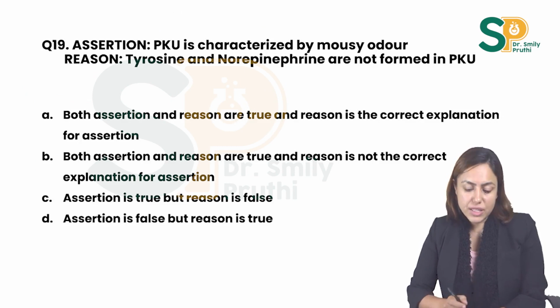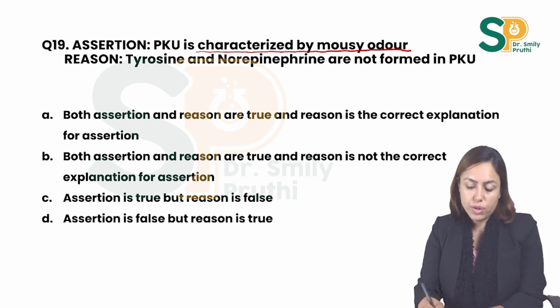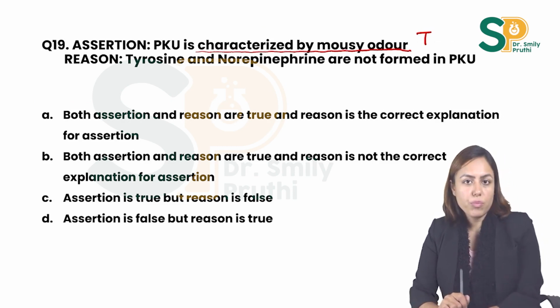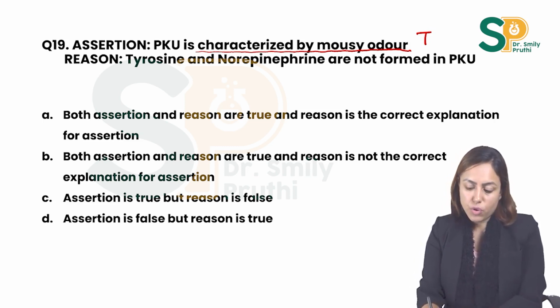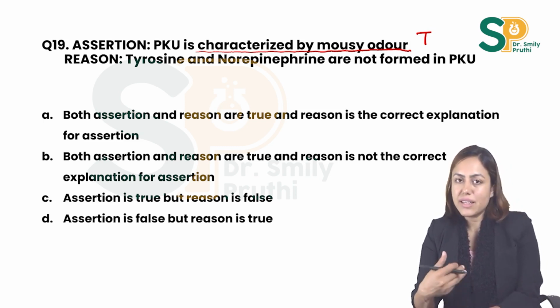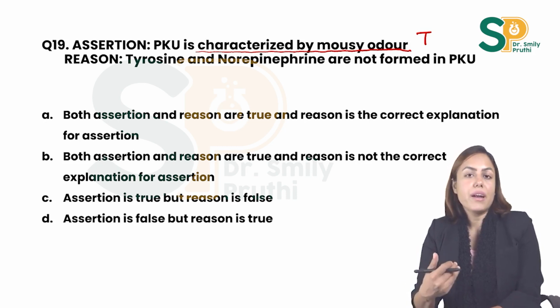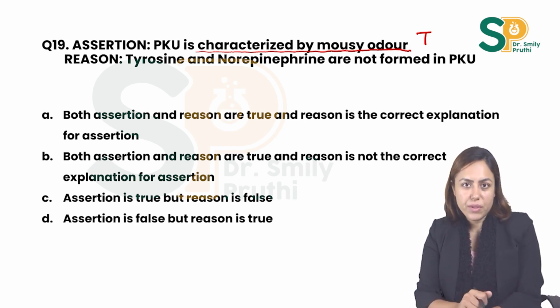Then question number 19, assertion and reasoning type question. Assertion is phenylketonuria is characterized by mousy odor. Yes, this is a true statement. There is mousy odor in phenylketonuria because of phenylacetate. Okay, phenylalanine is in excess, so its metabolic product phenylacetate is formed that gives mousy musty odor, right?